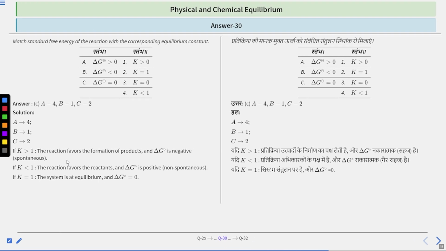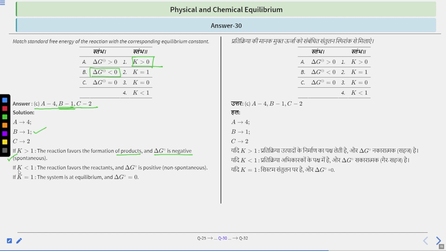Okay, so let's see. The correct answer is A is for 4, B is for 1, and C is for 2. If K is greater than 1, the reaction favors the formation of products, and delta G becomes negative, that is, spontaneous. So for K greater than 1, the reaction favors the formation of product, and delta G becomes negative. So B is for 1, as we can see here.